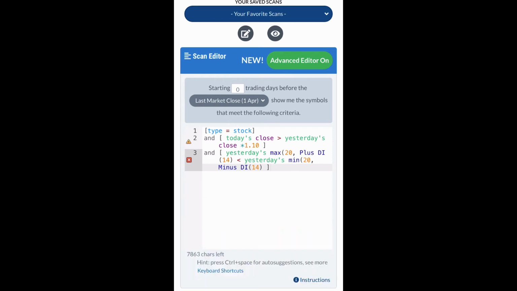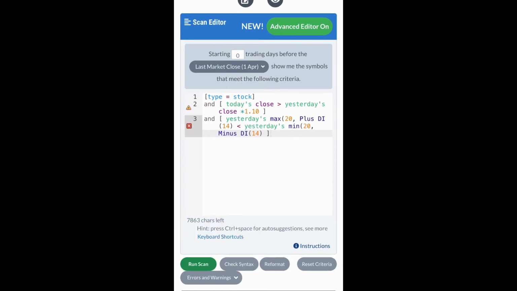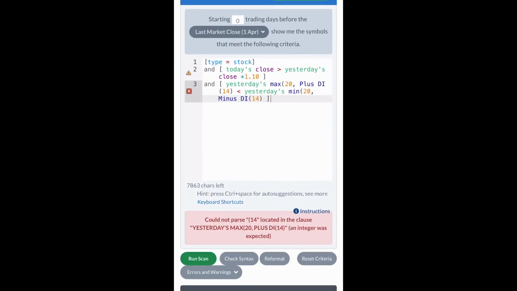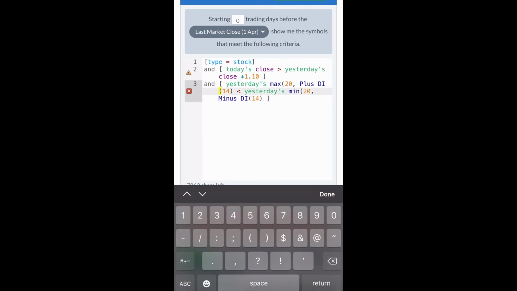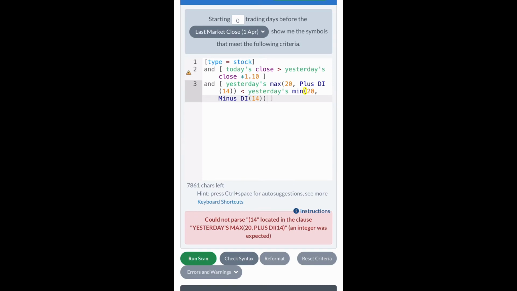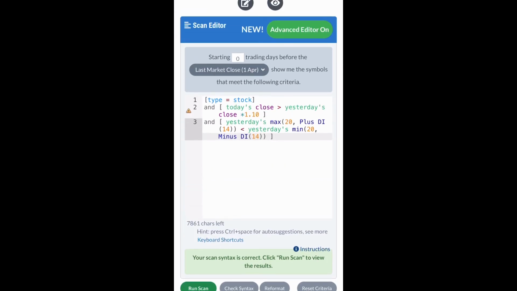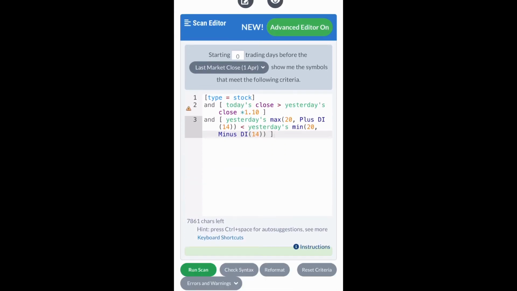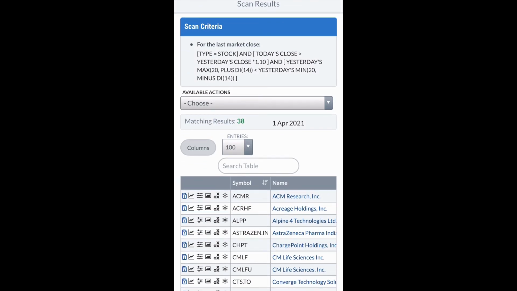All right, and let's go ahead and run the syntax to make sure that everything looks fine. And it looks like, let's see, where is the issue? Yesterday's max 20 plus, oh, extra parentheses here. Okay, there we go. All right, let's run that again. See, there's the little things sometimes. All right, so let's run this scan. And we'll see there's 38 results, right?